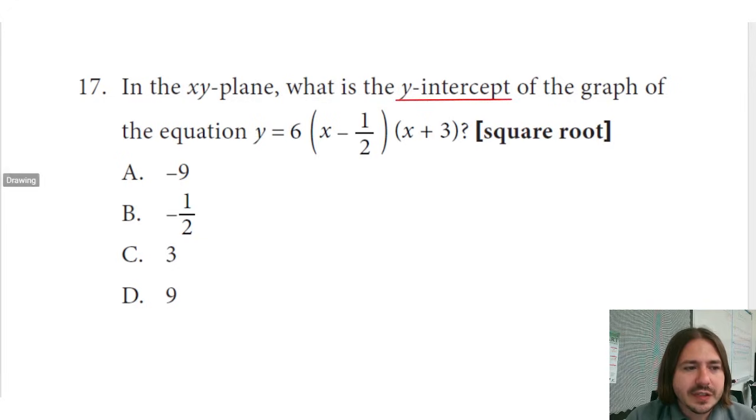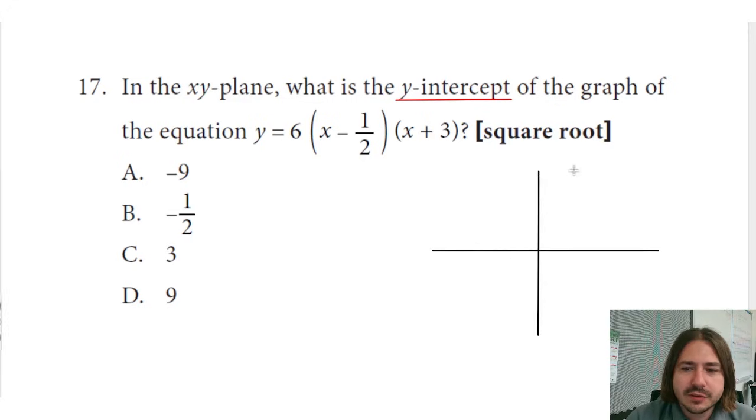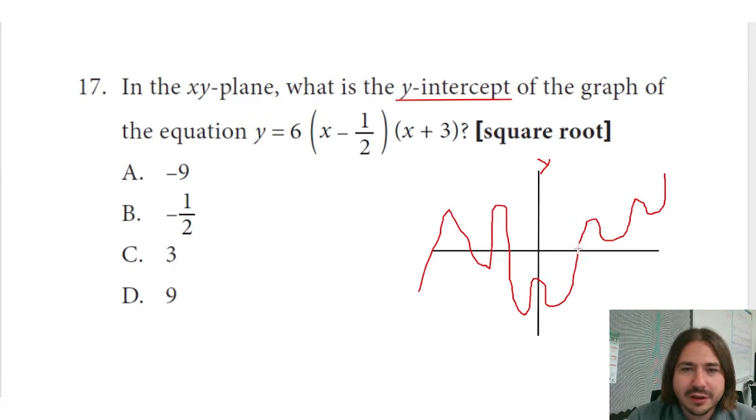The y-intercept, just to go over the vocabulary for a moment here, is the point on the graph where your graph crosses the y-axis. So that's that vertical axis here. No matter how crazy your graph is, if it does something like this, and this particular graph doesn't do anything nearly this complex, but let's just say it did. The point that we're looking for is right here, right? It's where it's crossing the y-axis. That's what it means by y-intercept.